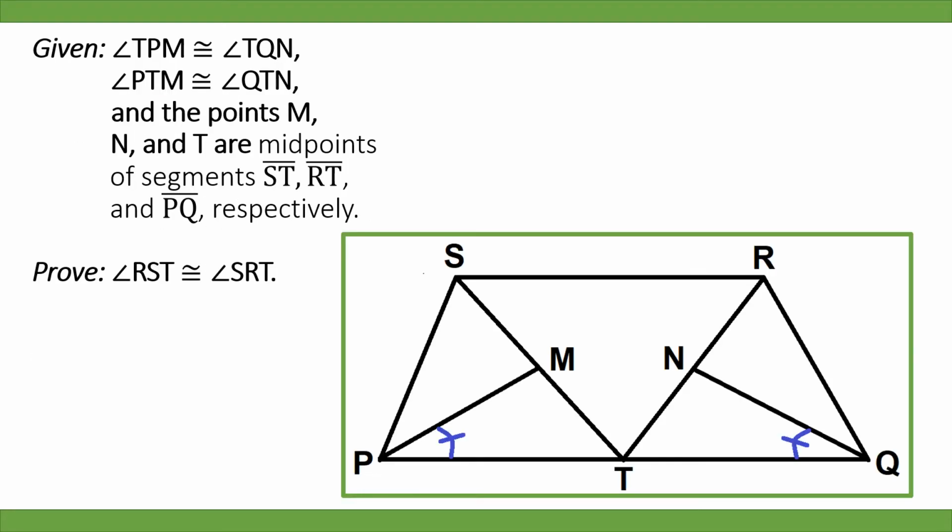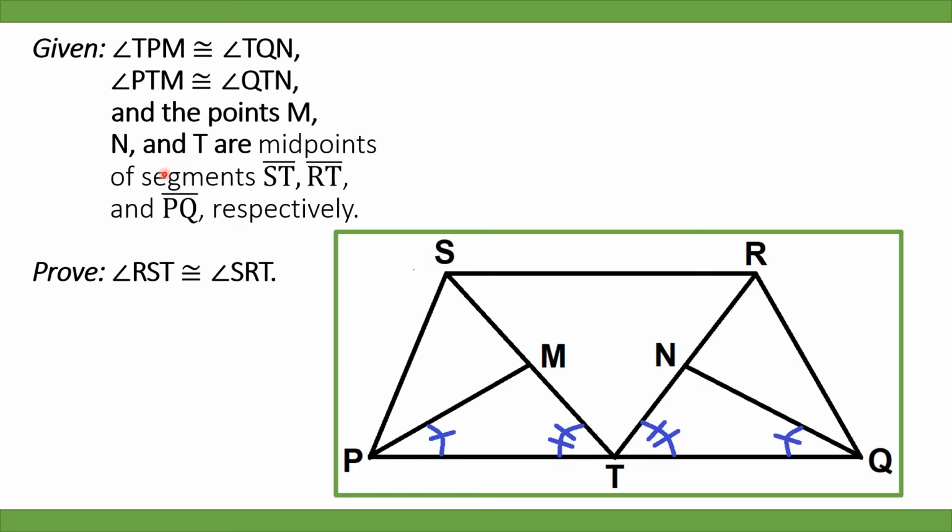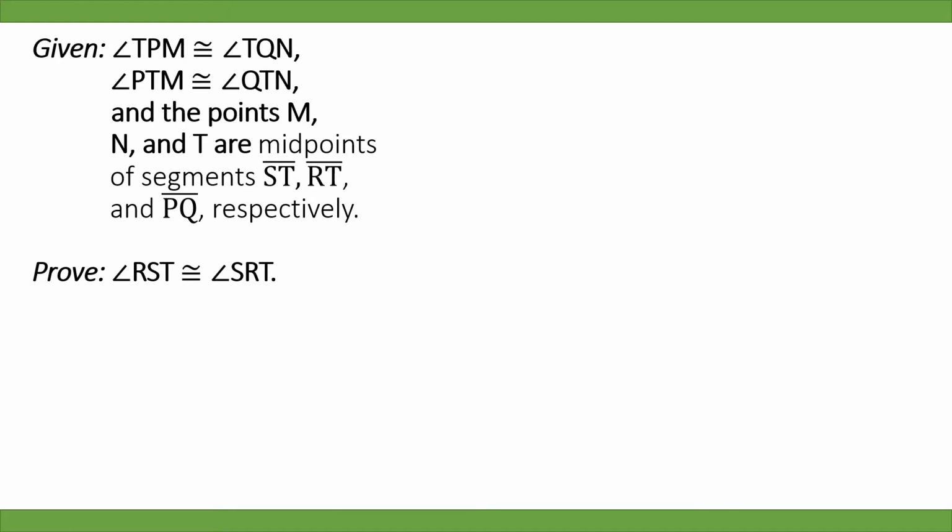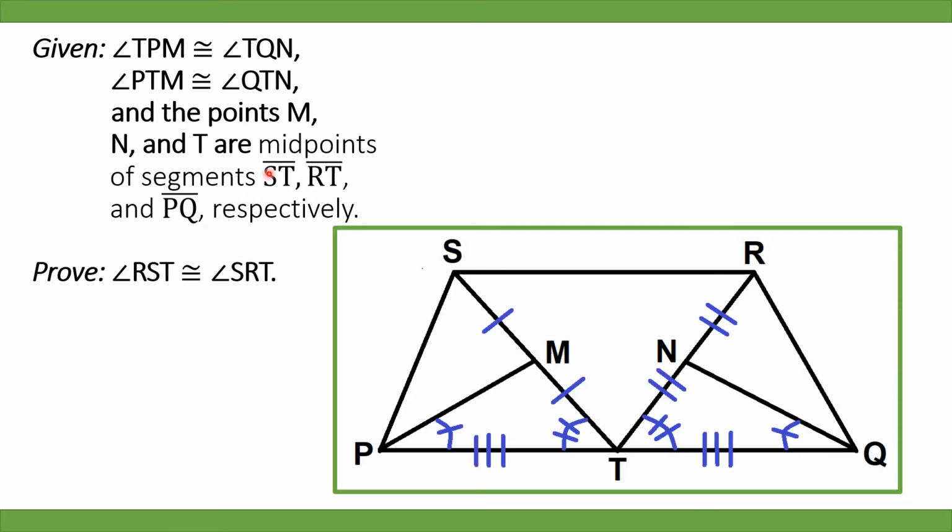Let's start from the very beginning again. We were given that angle TPM and angle TQN are congruent. We were also given that angle PTM is congruent to angle QTN. Also, we were given that points M, N, and T are midpoints of segments ST, RT, and PQ respectively.